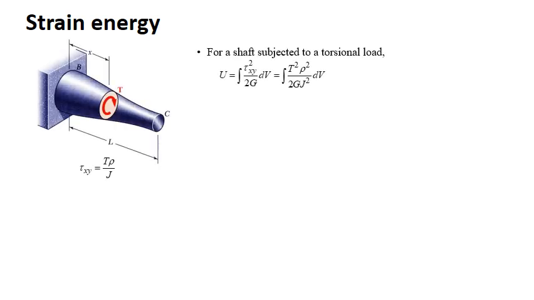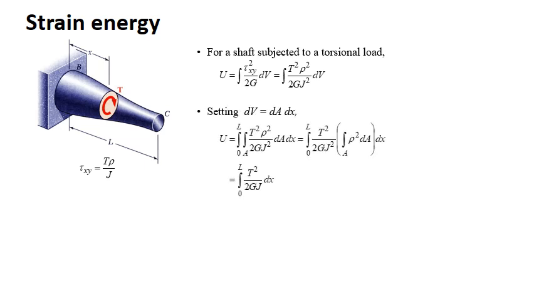Now for the case of torsional load, it is again the integral of tau square xy by 2G into dV. So what is the expression for shear stress? It is T rho by J, whole square, where rho is the radius here. In your mechanics of solids you would have used r, so don't get confused.